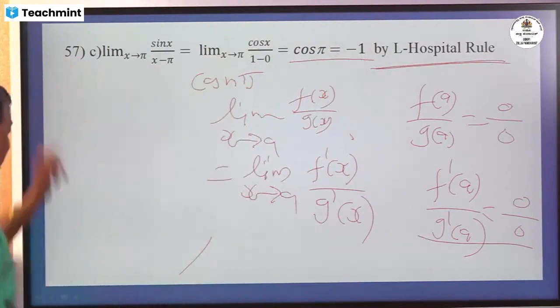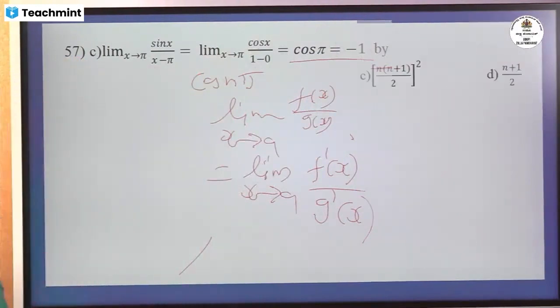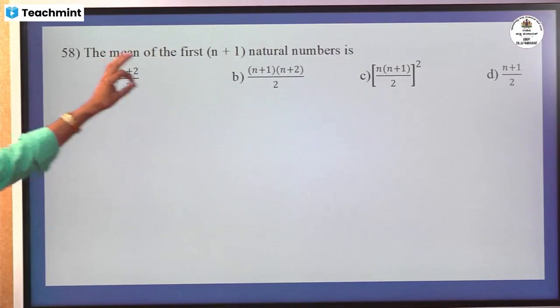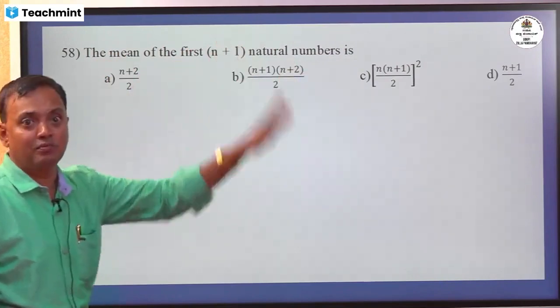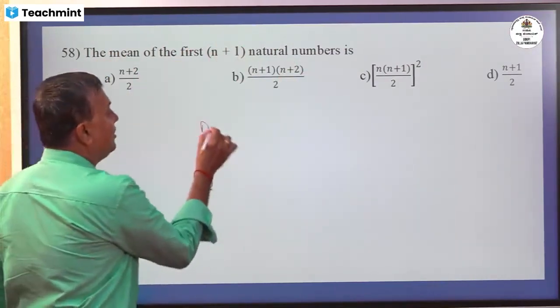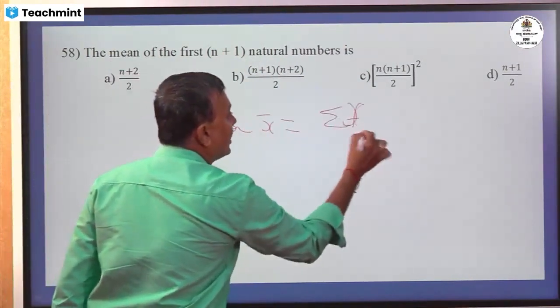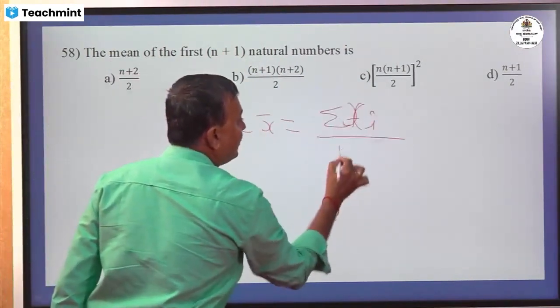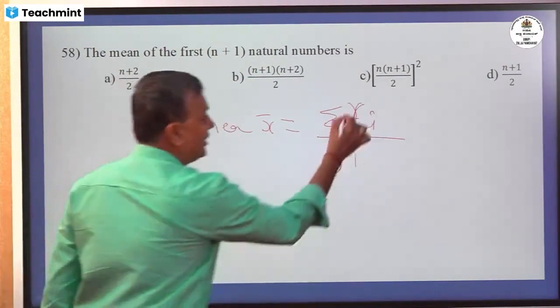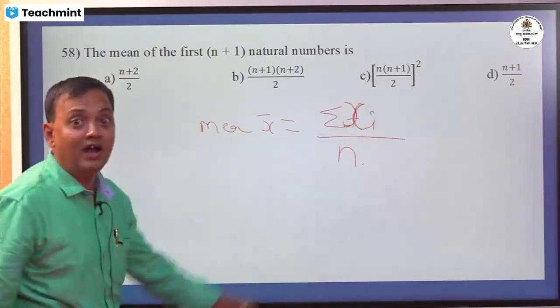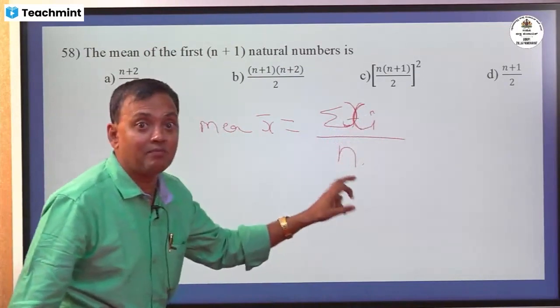So 57th answer is C. Next, the mean of first n plus 1 natural numbers. We know what is mean. Mean formula: x bar is equal to sigma xi, the sum of the observations divided by the number of observations. So mean is sigma xi by n.